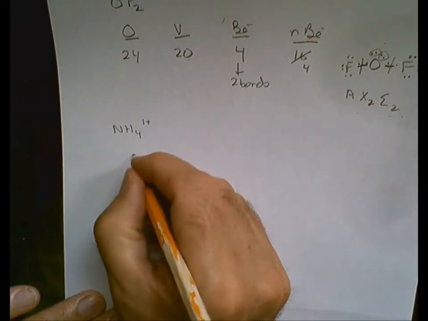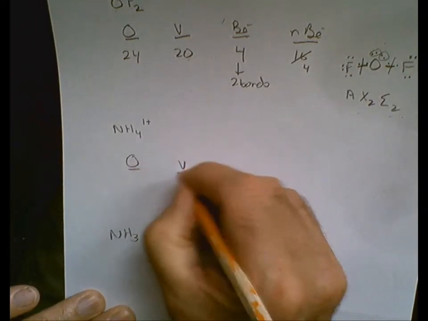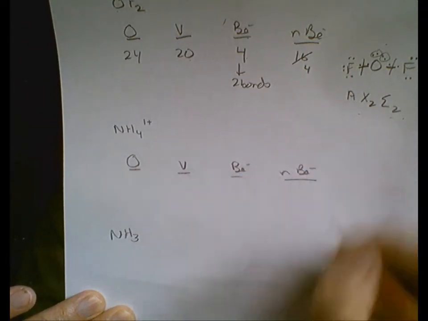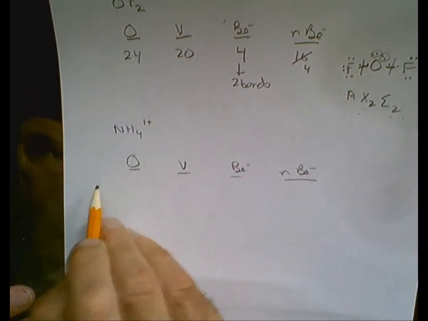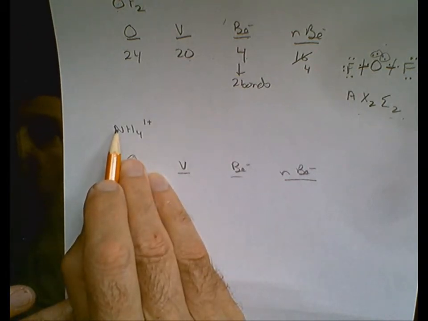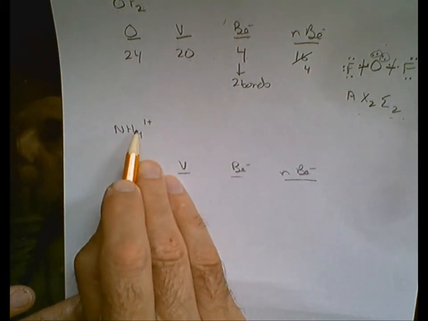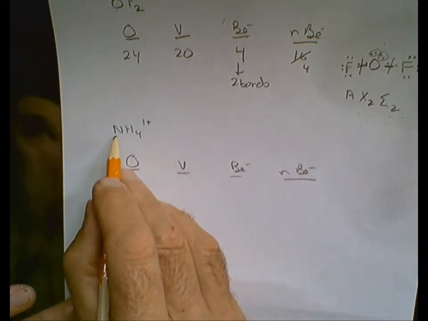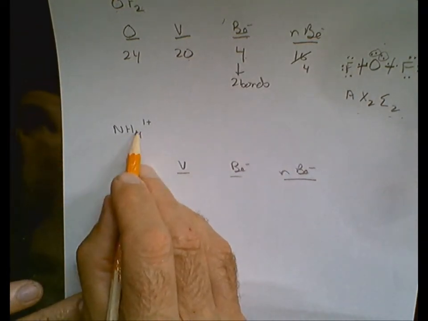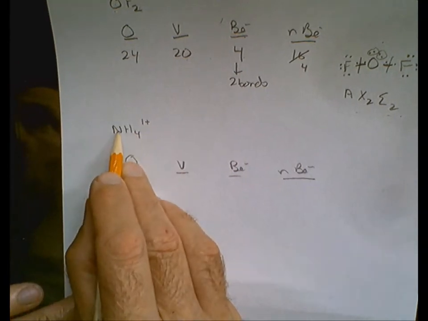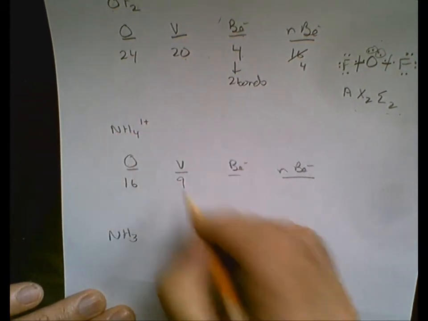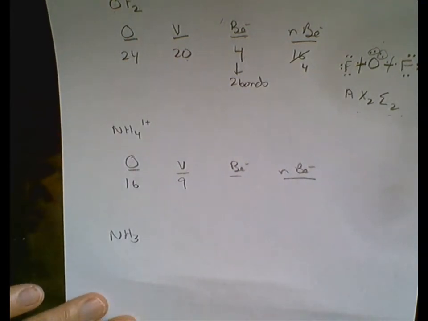NH4+ will throw a wrinkle in here. Octet: every element is 8 except for hydrogen, which is 2. 8, 2, 2, 2, and 2 is 16. Valence: nitrogen's in the 5th column, hydrogen's in the 1st. 5, 1, 1, 1, and 1 is 9. Whoa, whoa, whoa. I said we couldn't use odd numbers here.